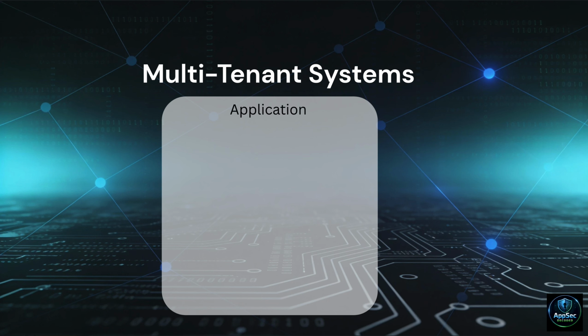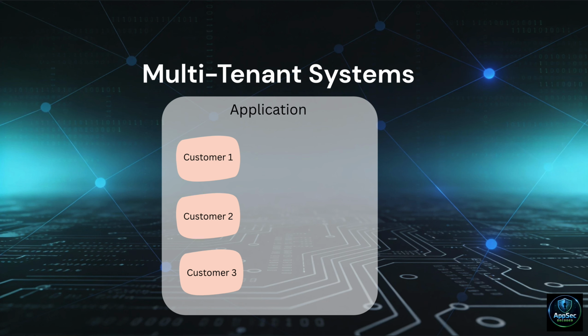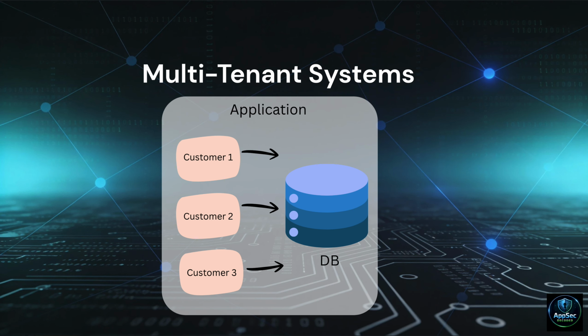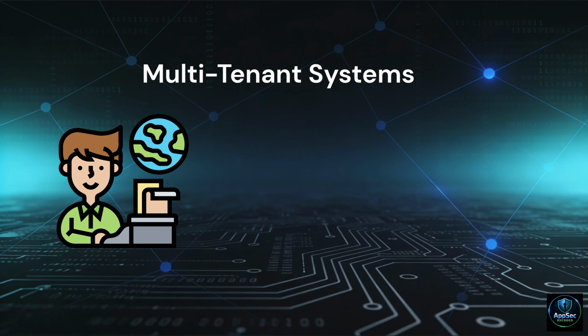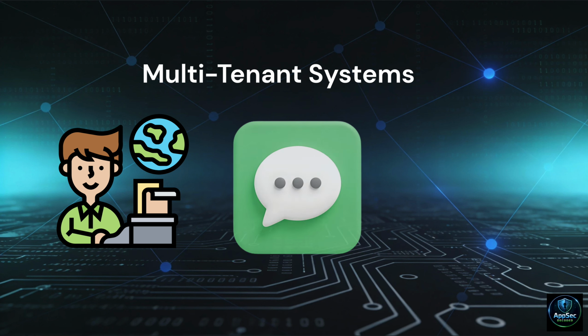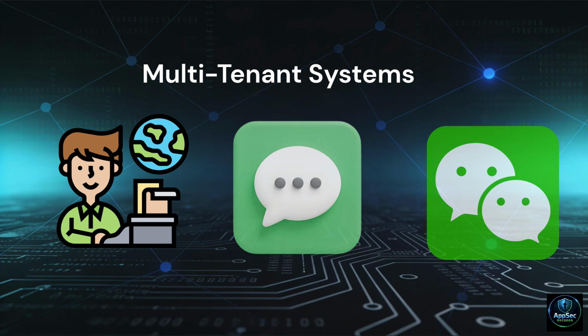In a multi-tenant system, a single application serves multiple customers, or tenants. Each tenant's data must be kept strictly isolated from others, even though they're all using the same software and hardware. Think of Salesforce, Slack, or any cloud-based CRM. They don't build a separate app for every customer. They build one app that can handle everyone simultaneously. This is efficient and cost-effective, but it introduces major security risks.